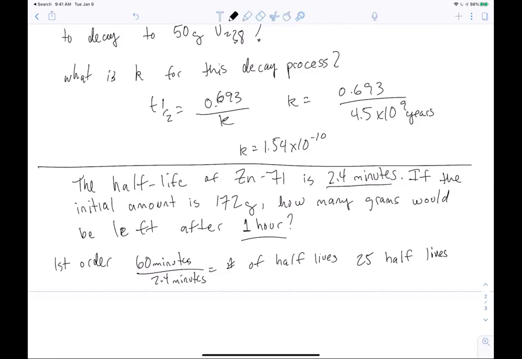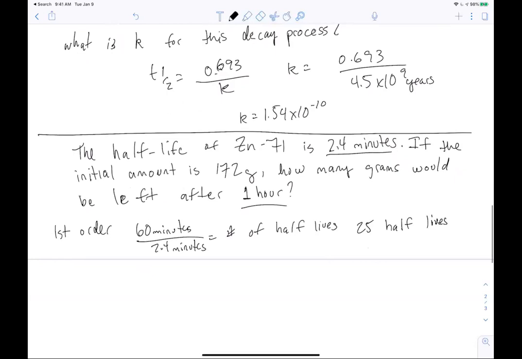we would take, and say, okay, it's going by a half. So I'm trying to think of the way to explain this. If you were going through 1 half-life, you would take 1/2 and multiply it times 172 grams.